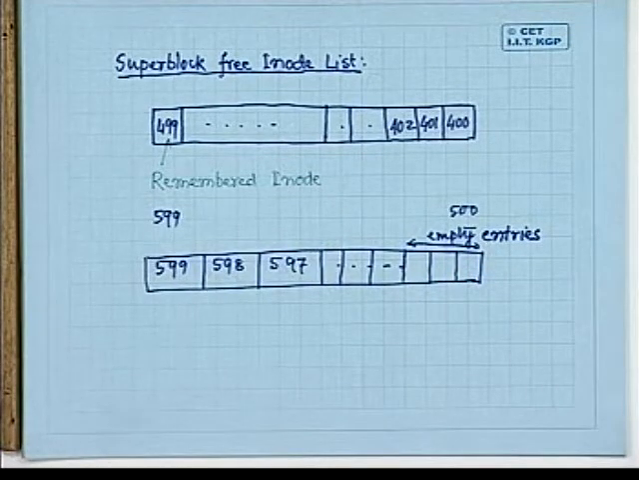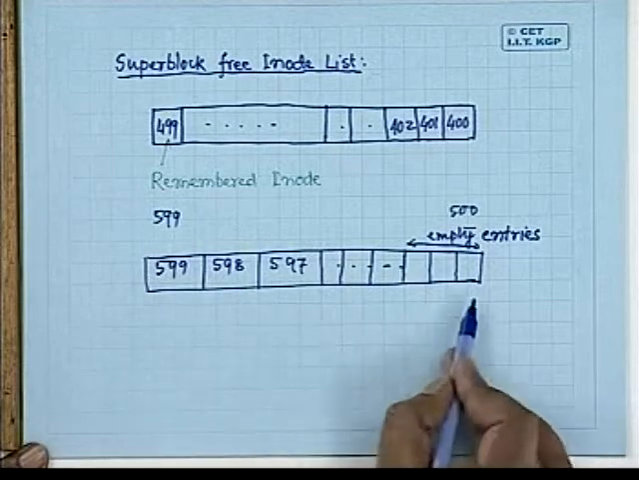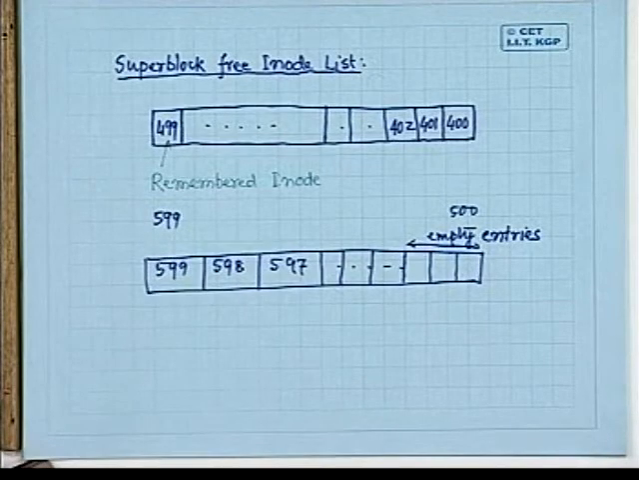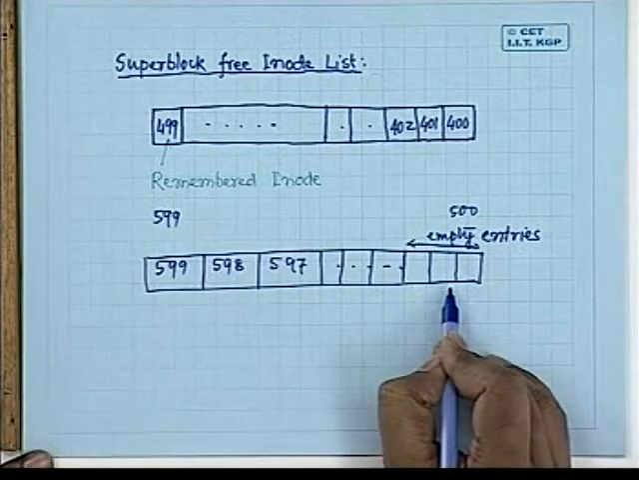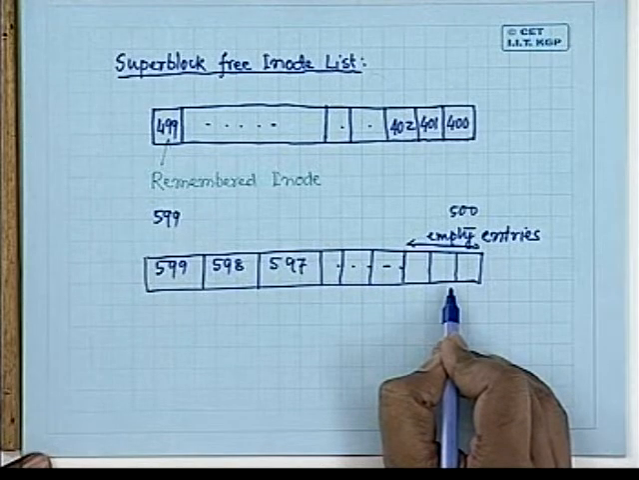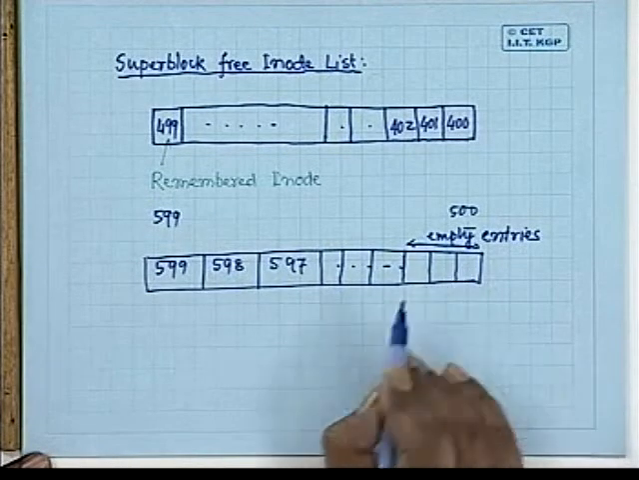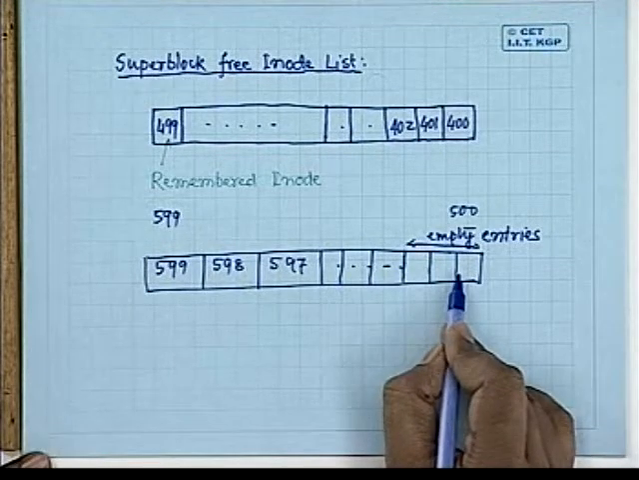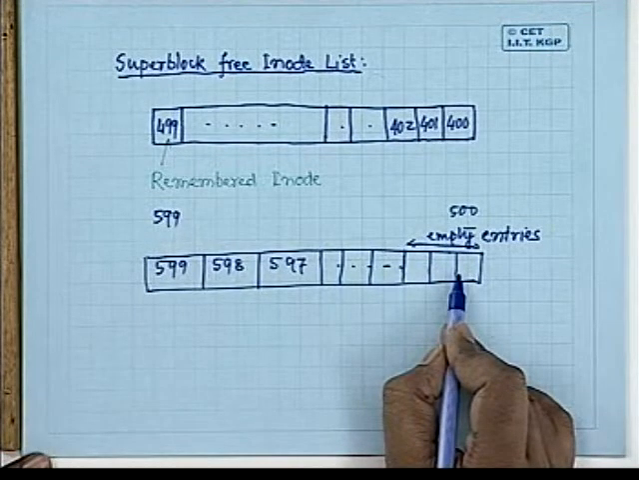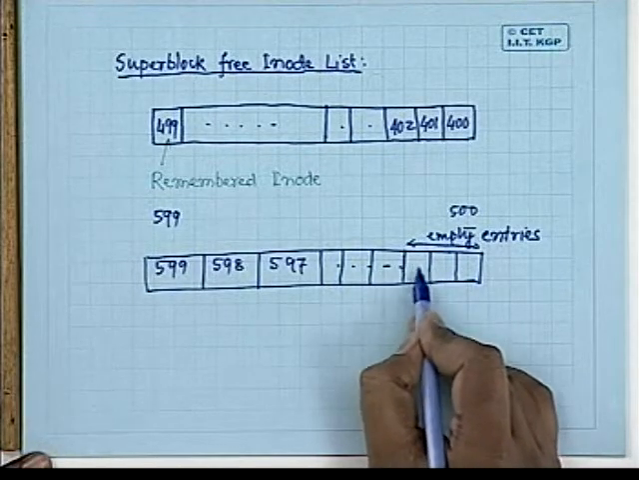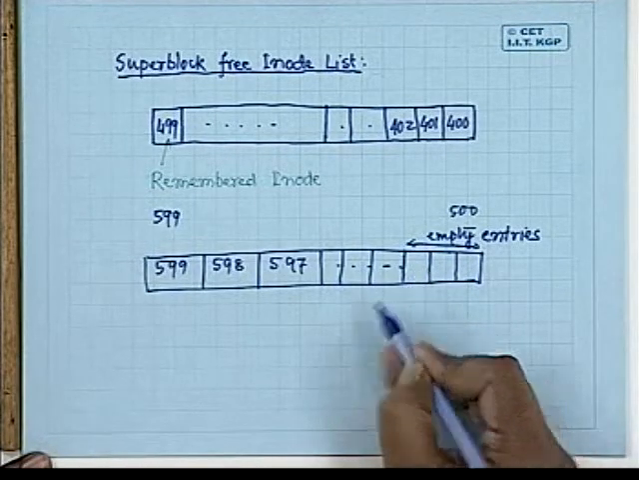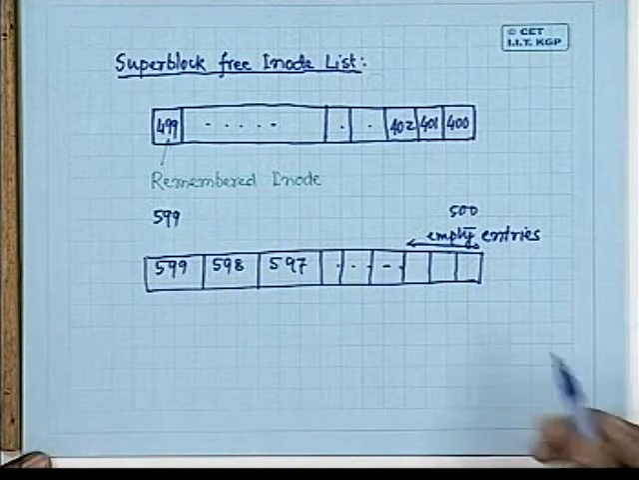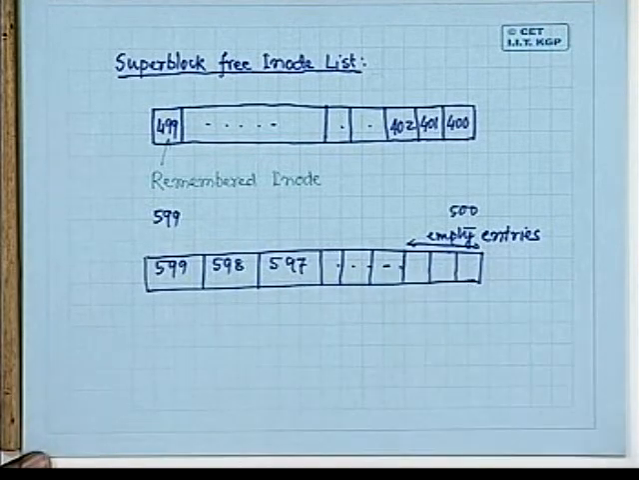So whenever an inode is freed or unallocated, I have to check the status of the superblock free inode list. If there is any empty entry in the superblock free inode list, I'll put the freed or unallocated inode into one of these empty entries. Because this is an inode which has become free, it can be allocated to any other requesting process. So you just store it in one of these empty entries.